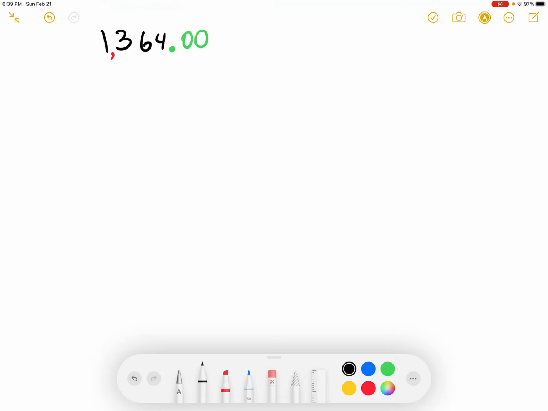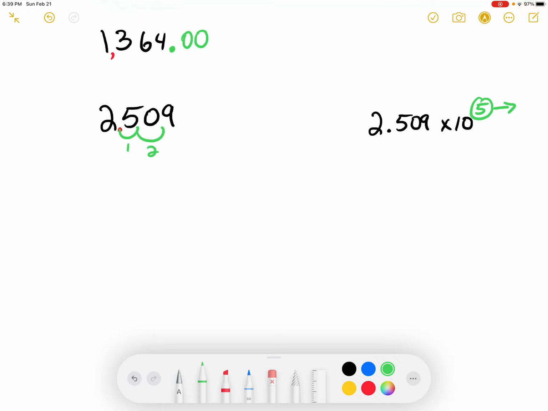Let's go with 2.509 times 10 to the fifth. My first step is to rewrite my problem, 2509. Put my decimal where it was, then move it over to the right, 5. 1, 2, 3, 4, 5. Put the decimal at the end. Fill in the zeros and the empty spaces.